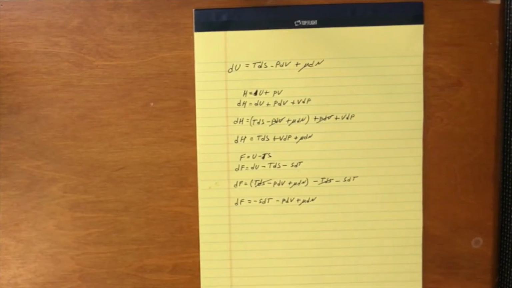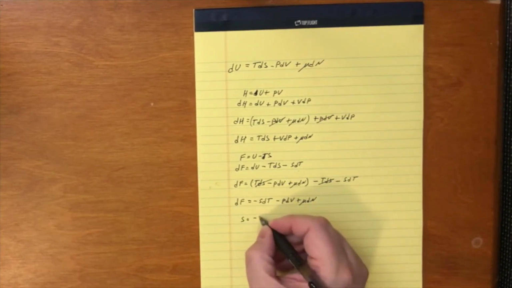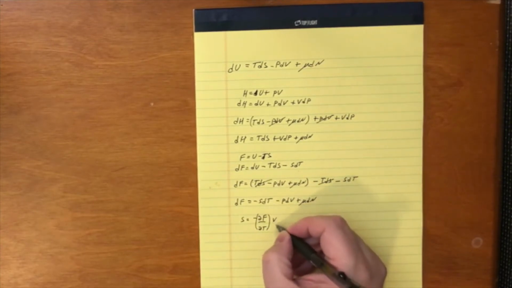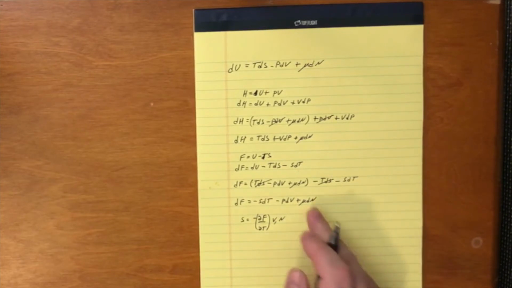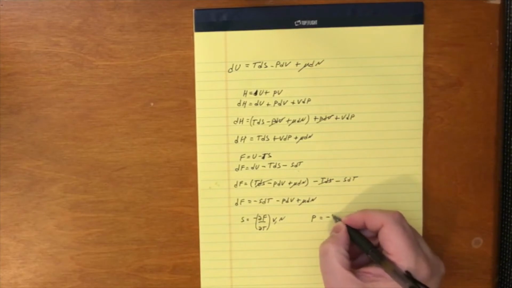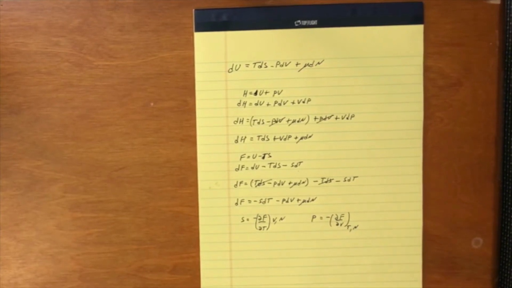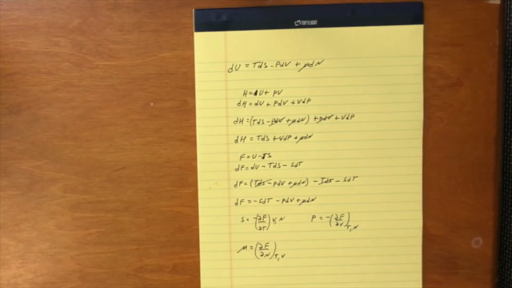From this, we could derive new partial differential definitions or relationships. For instance, we could say that the entropy is minus dF/dT if we're holding volume and number constant, and that the pressure from this term is minus dF/dV, holding the temperature and number constant, and similarly that the chemical potential is dF/dN, holding the temperature and volume constant.